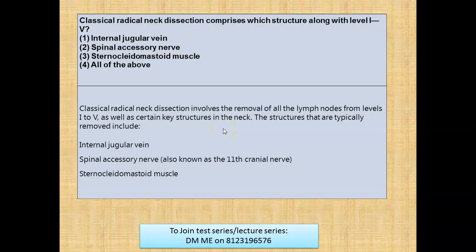Here in part 2 they have asked two questions, about classical radical neck dissection and modified radical neck dissection. The first question is: the classical radical neck dissection comprises which structures along with level 1 to 5 lymph nodes? Remember, all three structures are included: the internal jugular vein, the spinal accessory nerve, that is the 11th cranial nerve, and the sternocleidomastoid muscle. So here, dear student, the correct answer is all of the above.